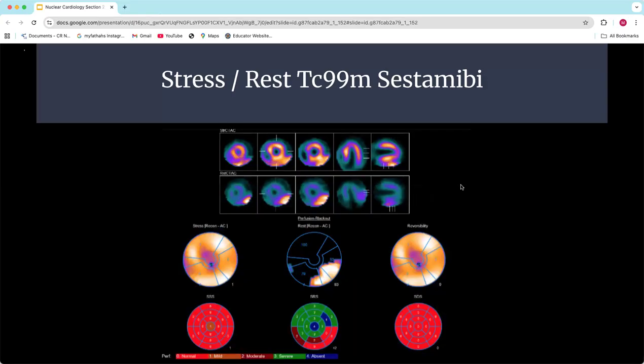Now let's look at what this looks like on a polar map. You can see the big problem here, right? It makes it look like most of the heart is not perfused, which just isn't the case. So not only are our normal images kind of garbage, but now our polar maps are garbage. The numbers that it's giving are just not good here.